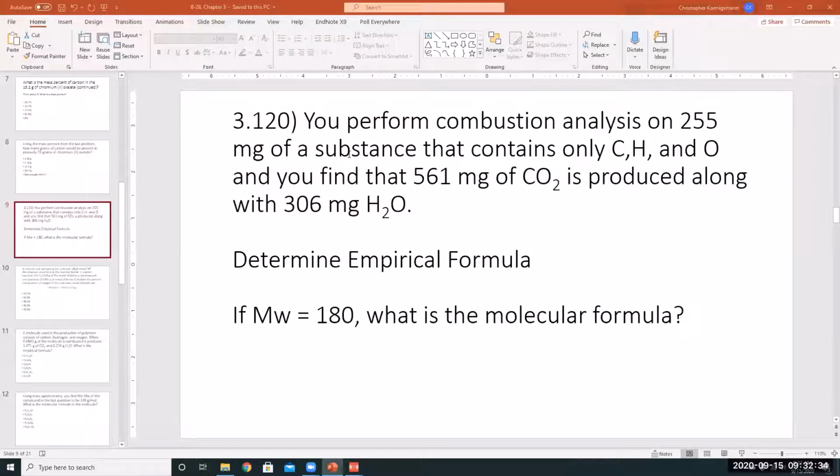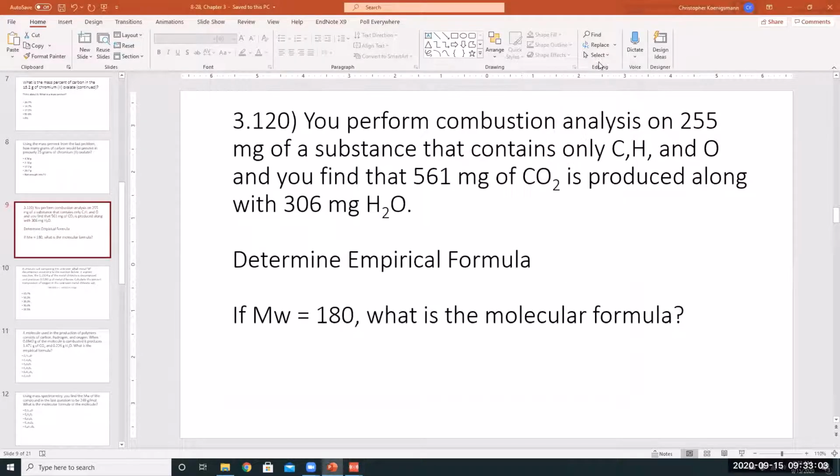Okay, so let's take a look at the actual question and see what's going on with it. It says you perform a combustion analysis on 255 milligrams of a substance that contains C, H and O. That's a pretty standard setup for a combustion analysis question. And it says you find that 561 mgs of CO2 is produced, along with 306 mgs of the H2O. Determine the empirical formula, and then we'll go on to the next step, which is determine the molecular formula.